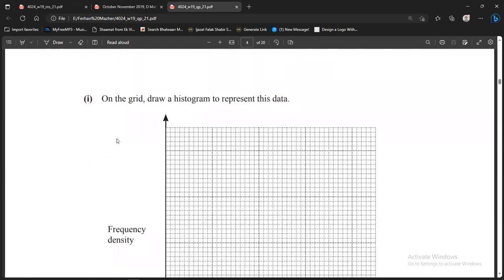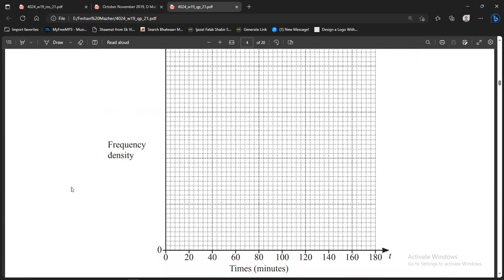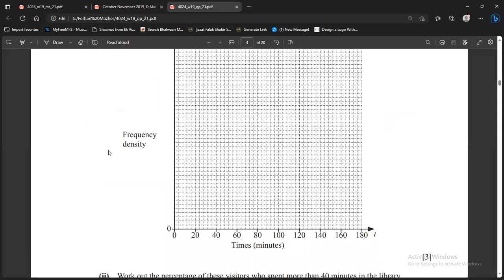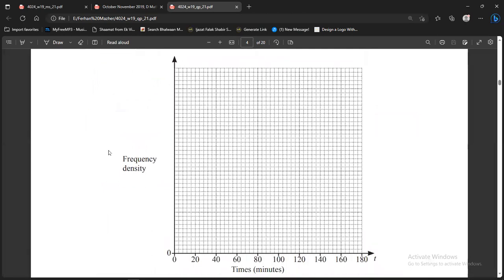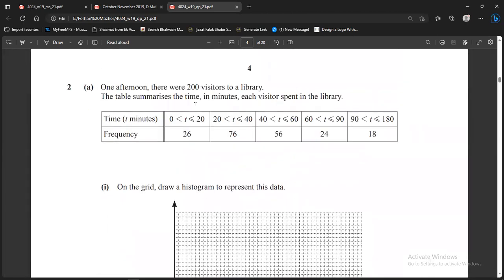On the grid, draw a histogram to represent this information. So this histogram is between the frequency density and the time. How do you find the frequency density of a class? You need to find the class width for each class. You subtract the two limits, and you will get the class widths. So 20 minus 0, that's 20. 40 minus 20, that is 20. 60 minus 40, that is 20. 90 minus 60, that's 30. 180 minus 90, that's 90.